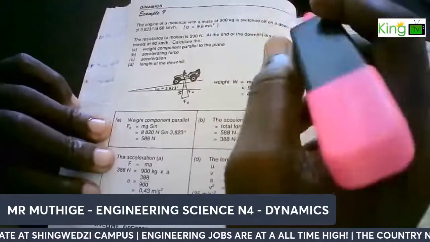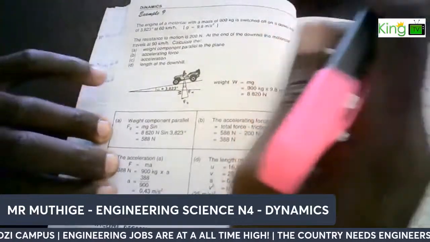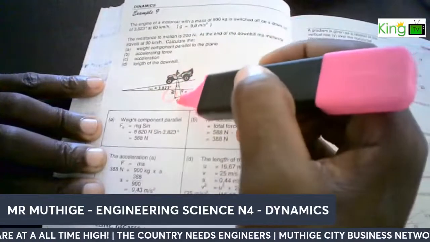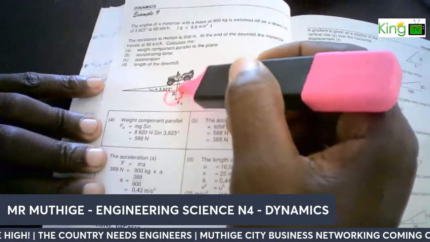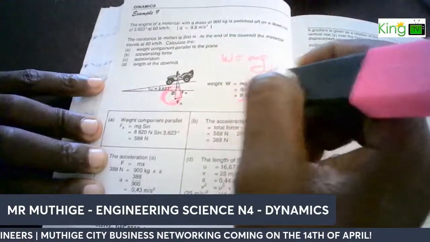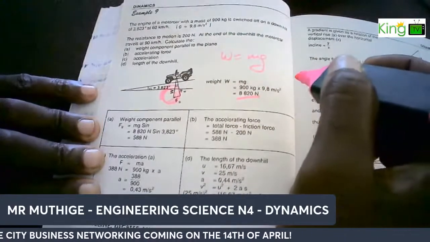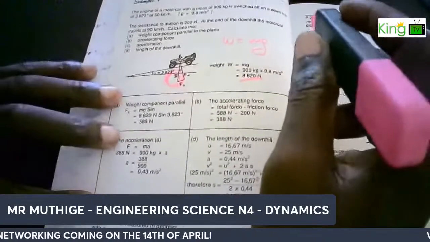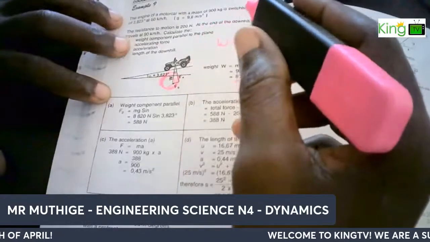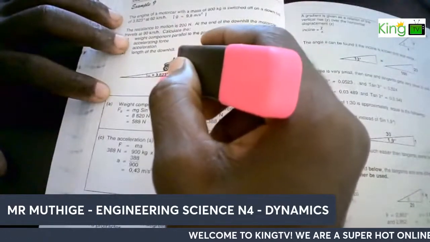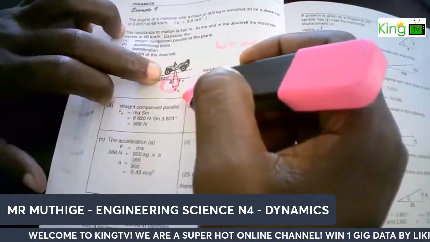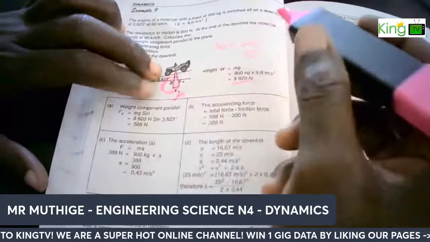Now, the first question says weight component parallel to the plane. What is parallel to the plane is the W. W is mg, it gives you your answer there, 8820. This is N1 science. Now, for you to get your weight component parallel to the plane, you break down your W into your parallel component and your perpendicular component. Your parallel component in this case is this one, the FG.